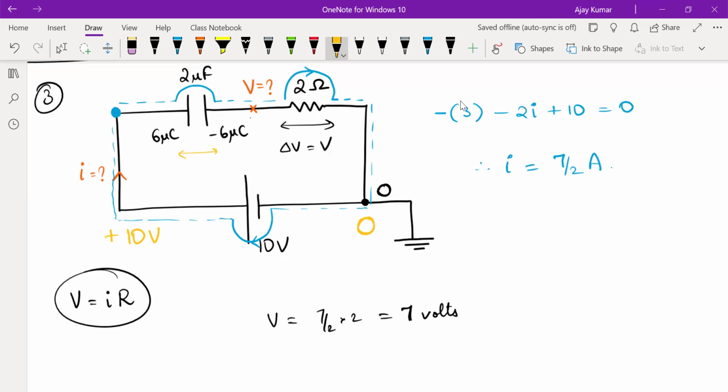Across this capacitor, the potential difference is 3 volt. When you go from this side to this side, you're going from positive to negative. So it has to decrease by 3 and become 7 volt here at this point. That way also you could have answered without calculating the current. Okay.